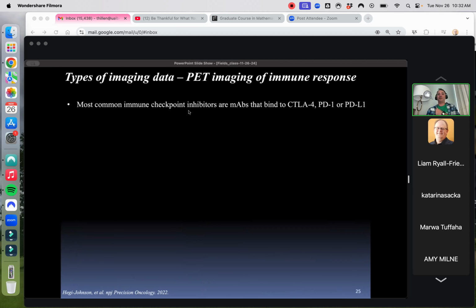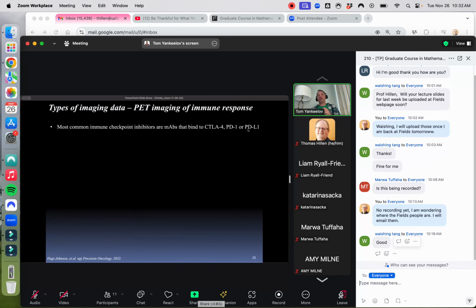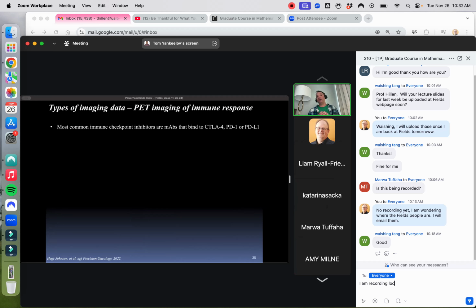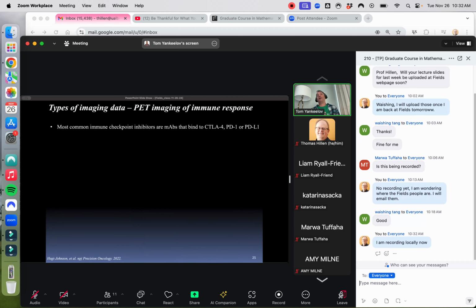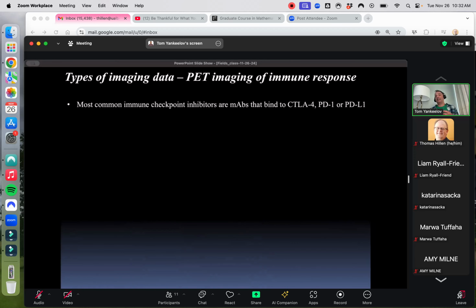So the most common immune checkpoint inhibitors, ICIs as they're called, are monoclonal antibodies that bind to one of these three guys right here. So if you could figure out which tumors are overexpressing these before you start the immunotherapy, this would be a big leap forward. This isn't an area where therapy is far ahead of what we can do imaging-wise, because when immunotherapy works, it is magic.